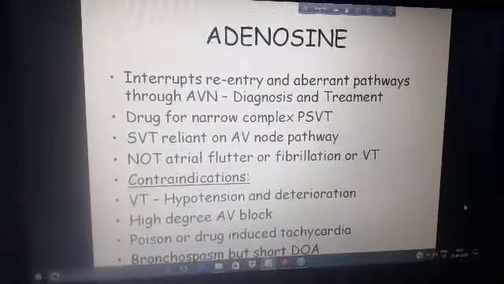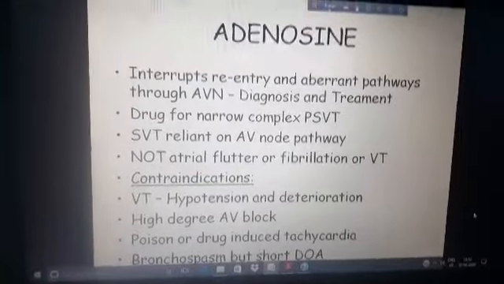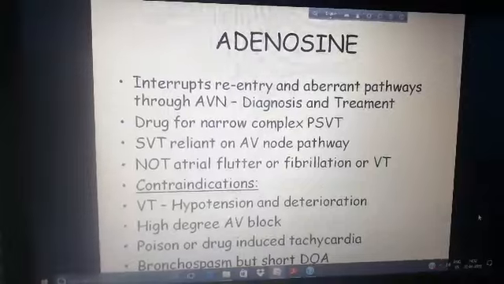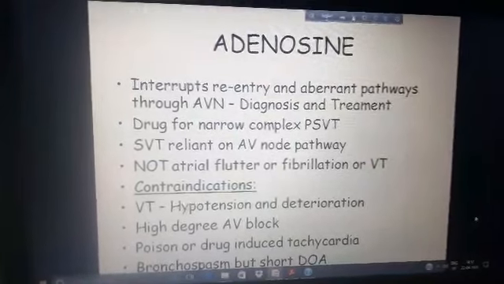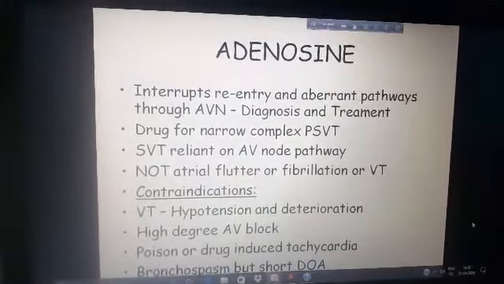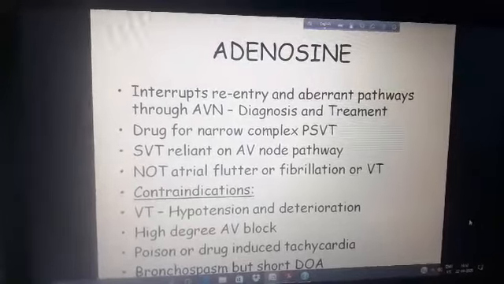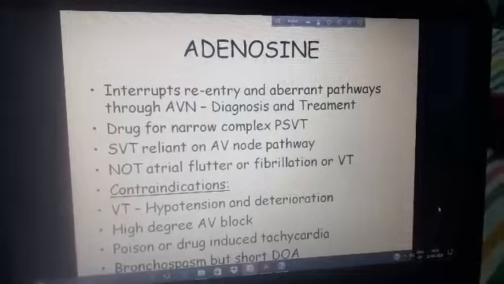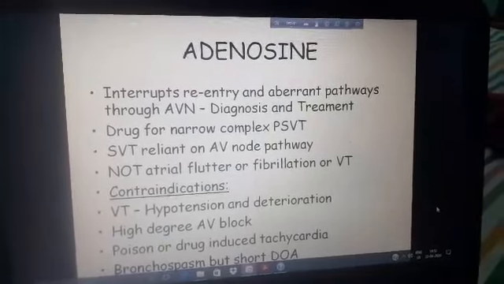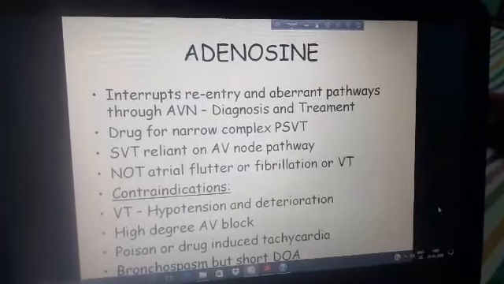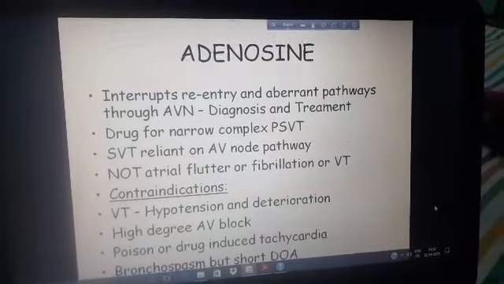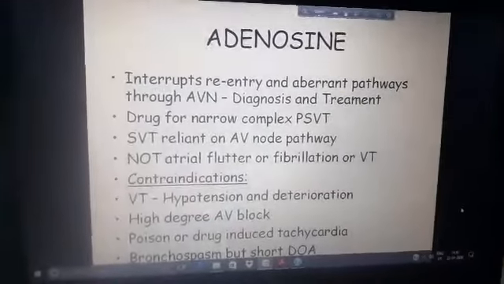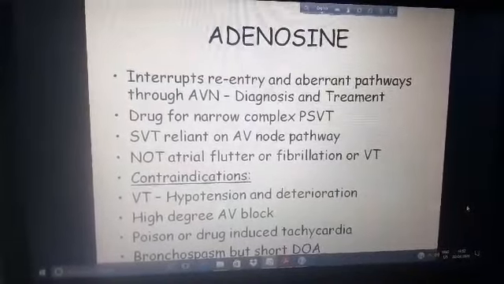But it is not used in atrial flutter or fibrillation or ventricular tachycardia. So when the impulse is generated from the AV node or from the atrium, which is regular, then for PSVT adenosine can be used. But in atrial flutter and fibrillation, the atrium is generating impulses very irregularly, and then digoxin is the drug of choice, not adenosine. As for contraindications, we cannot use it in hypotension.